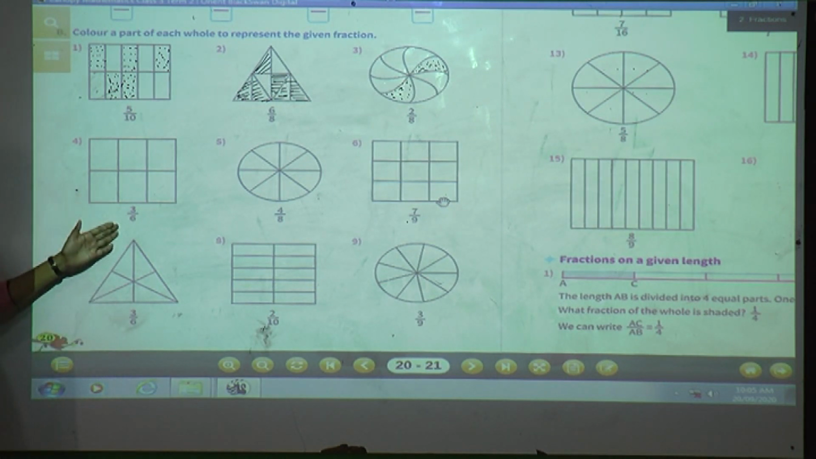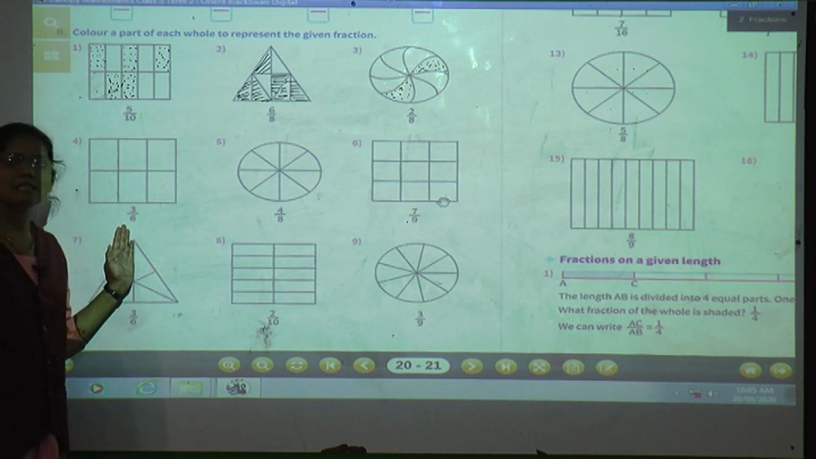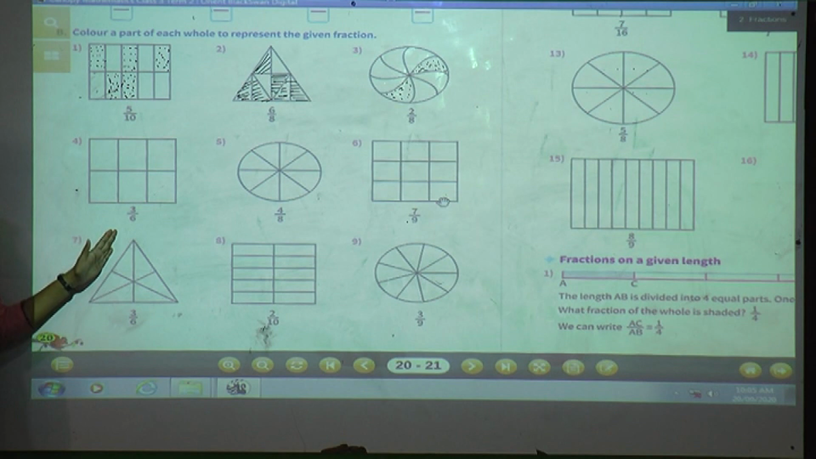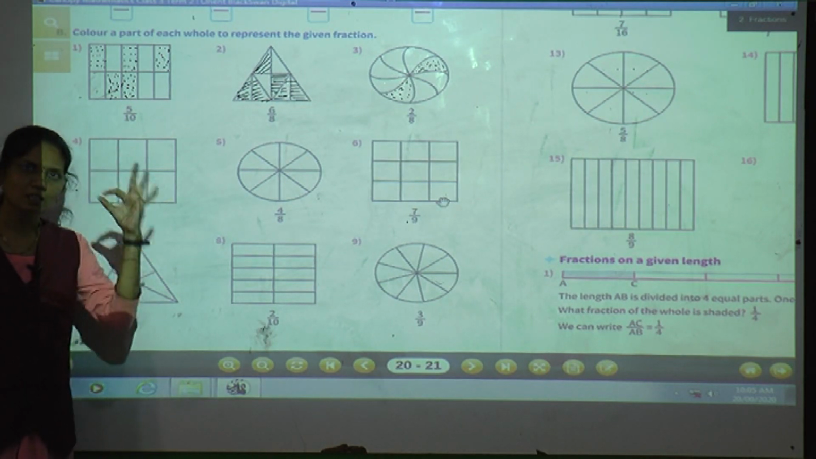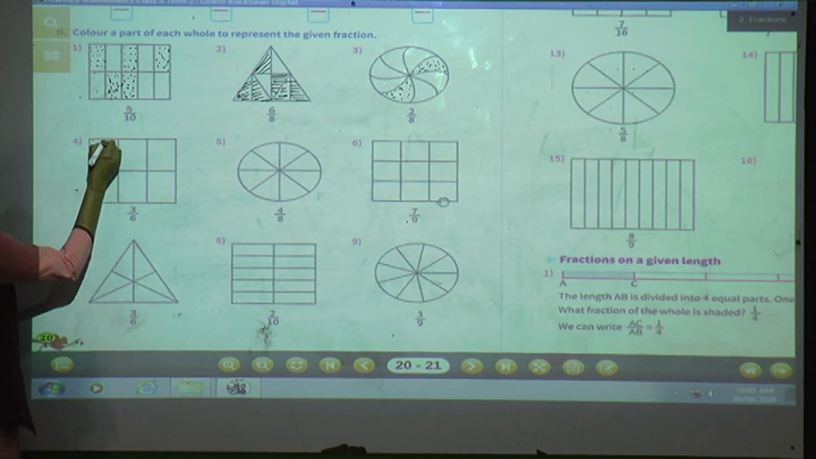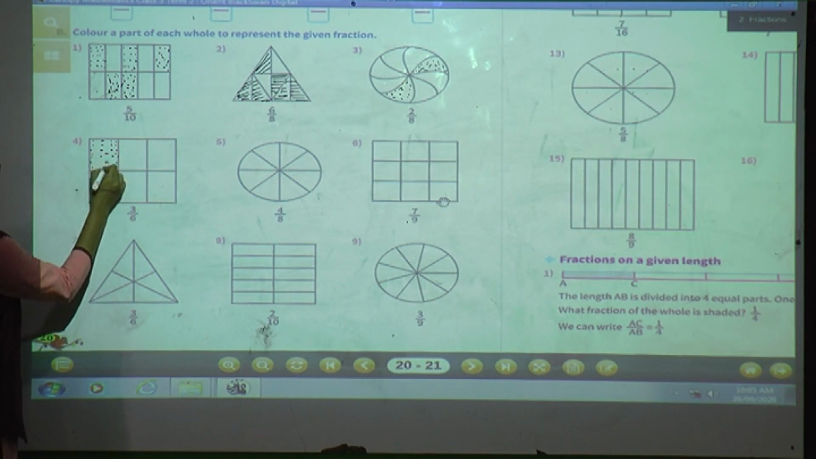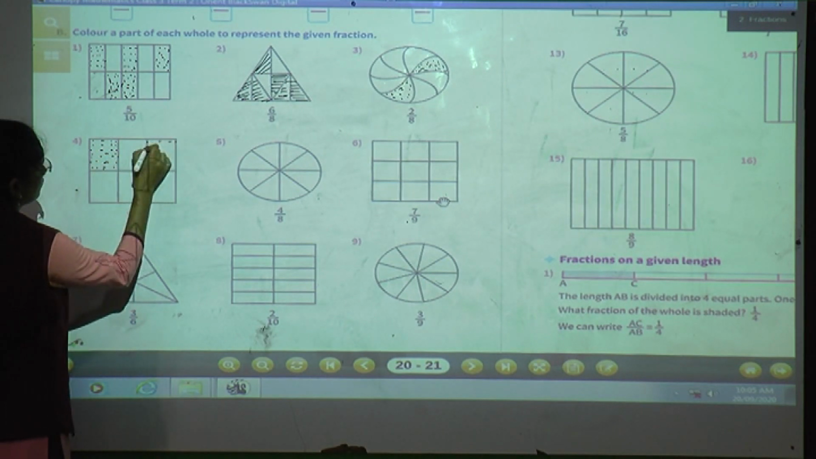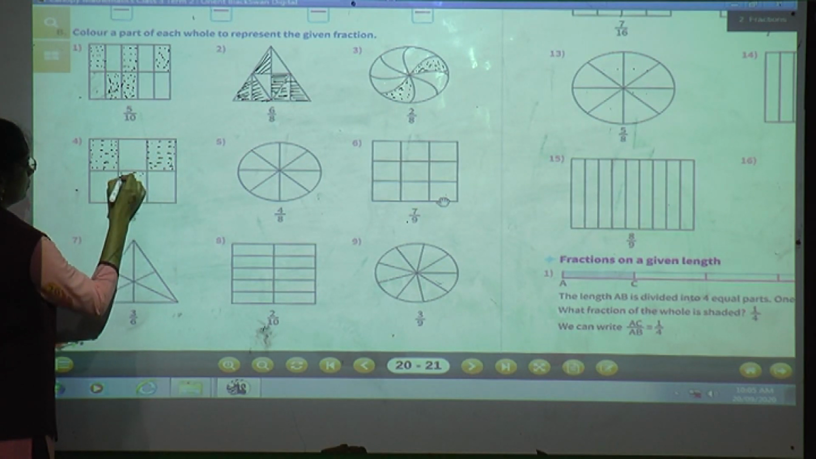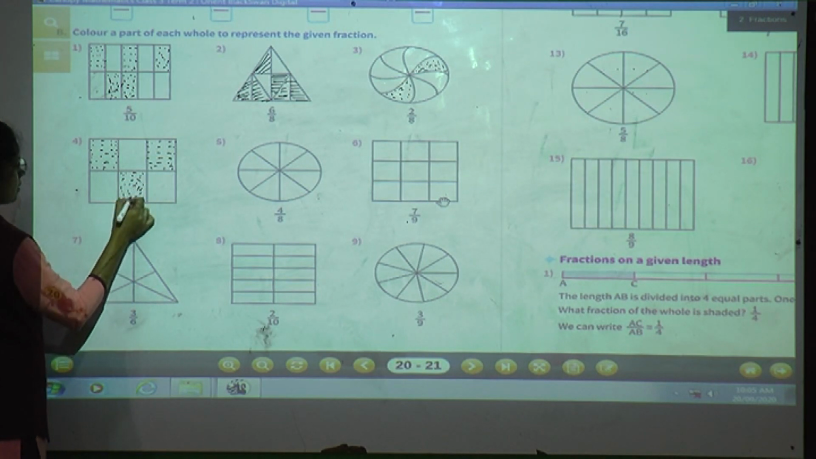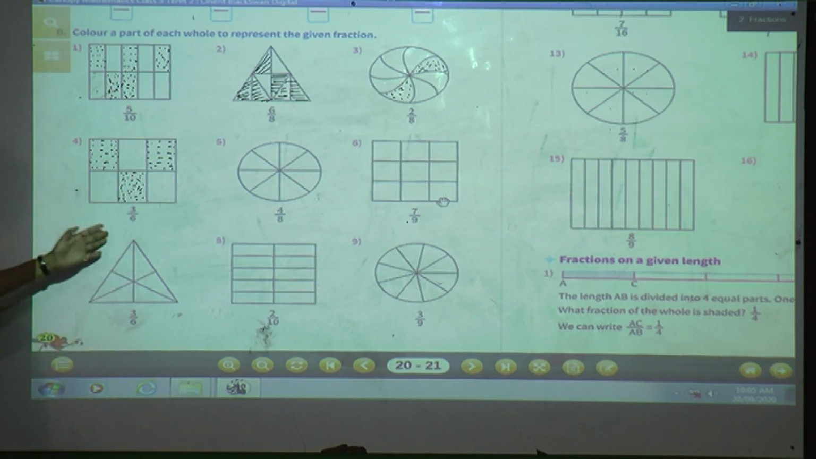See here, the fraction is 3 by 6, means this whole is divided into 6 equal parts, and out of that 6 parts we have to color 3 parts, because the numerator is 3. So let us color 3 parts. Okay, in this way you can show this fraction, that is 3 by 6.